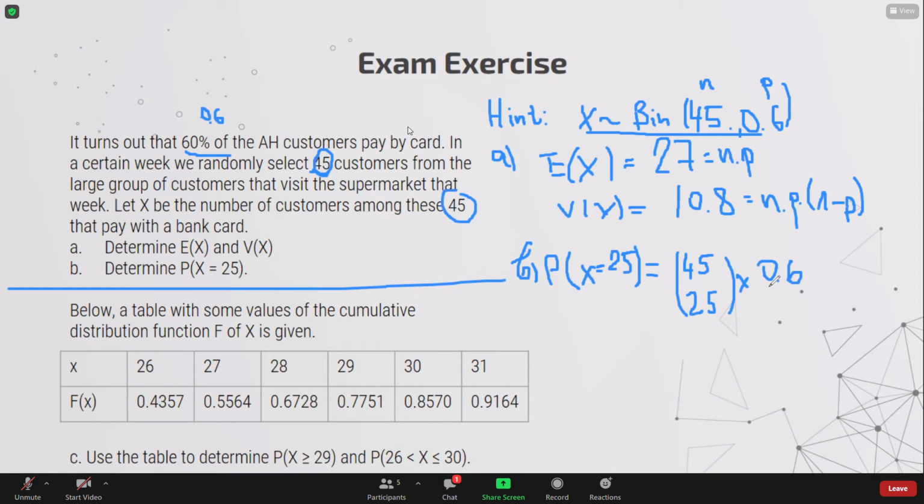0.6 is the probability of having a success. So the power should be the number of successes we have in our experiment, which is 25 because that's what it said in the exercise, to the power of 25. But also we have to write the probability of having a failure, which is 0.4, to the power of the number of failures, which in our case, if we have 25 successes, we would have 20 failures because the total number is 45. In the end, the number should be 0.0991.